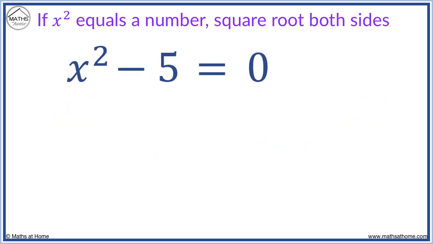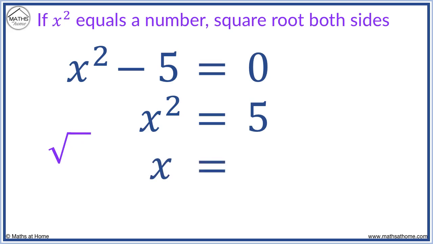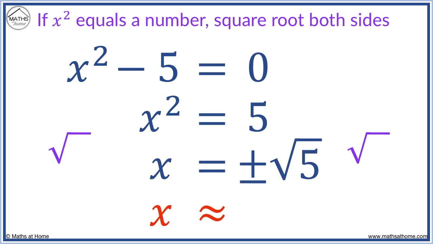Here we have x squared minus 5 equals 0. We can add 5 to both sides to get x squared equals 5. The square root of x squared is x, and the square root of 5 is plus or minus the square root of 5. We can work this out to get x is approximately equal to plus or minus 2.24.